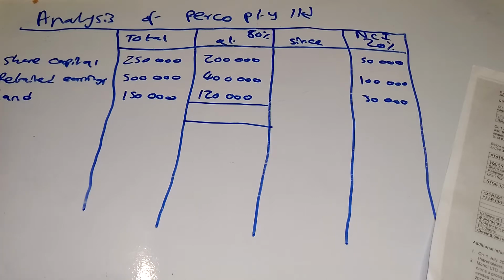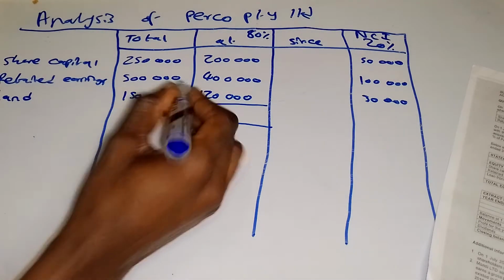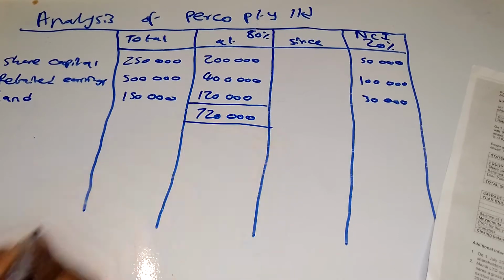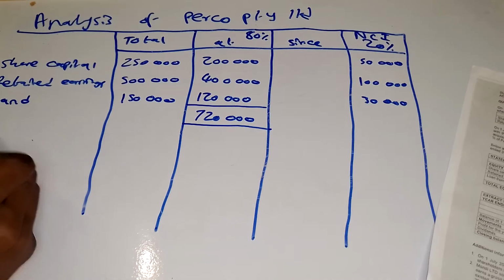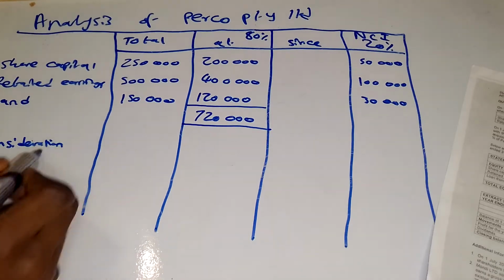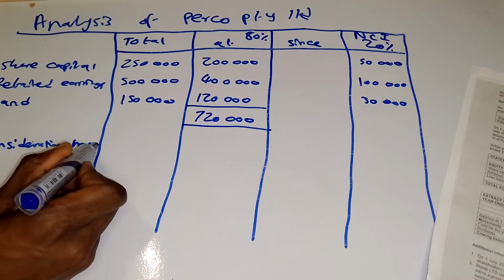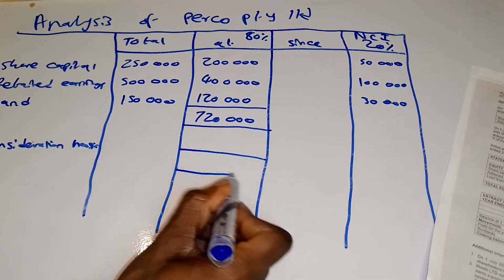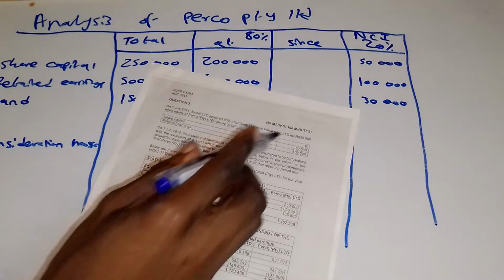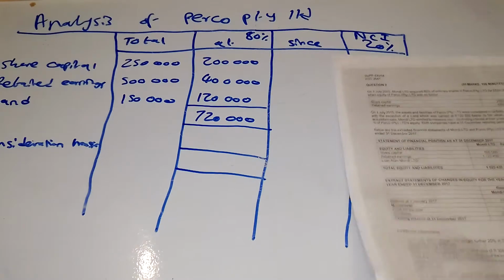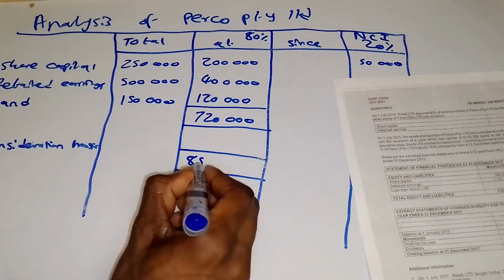Okay, we own a net asset of 200,000 plus 400,000, which is 600, plus 120, which is going to be 720,000. Now let's take how much we paid, which is the consideration transferred. Our consideration transferred, we paid an amount of 850,000.